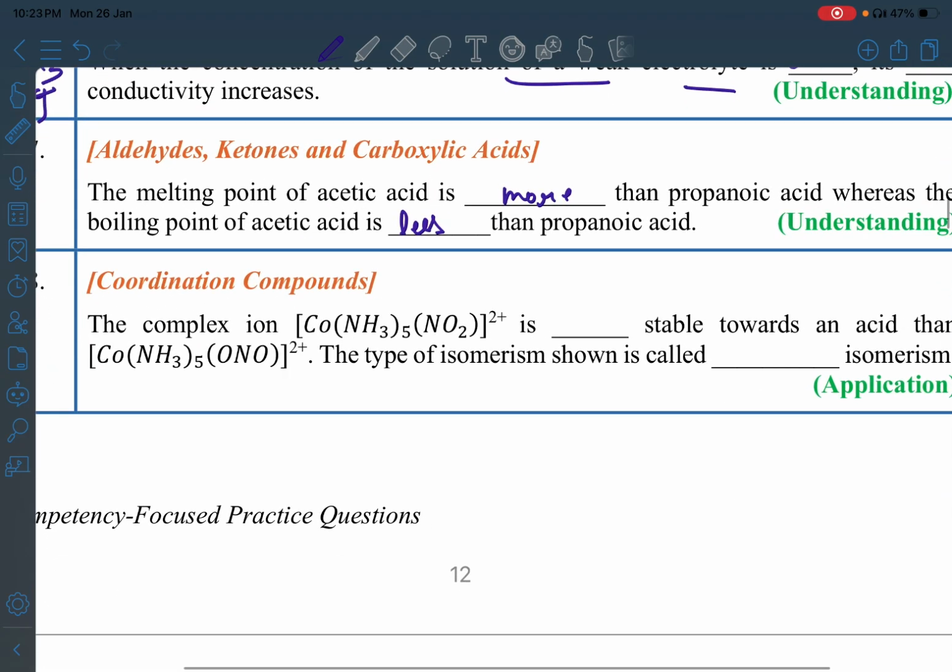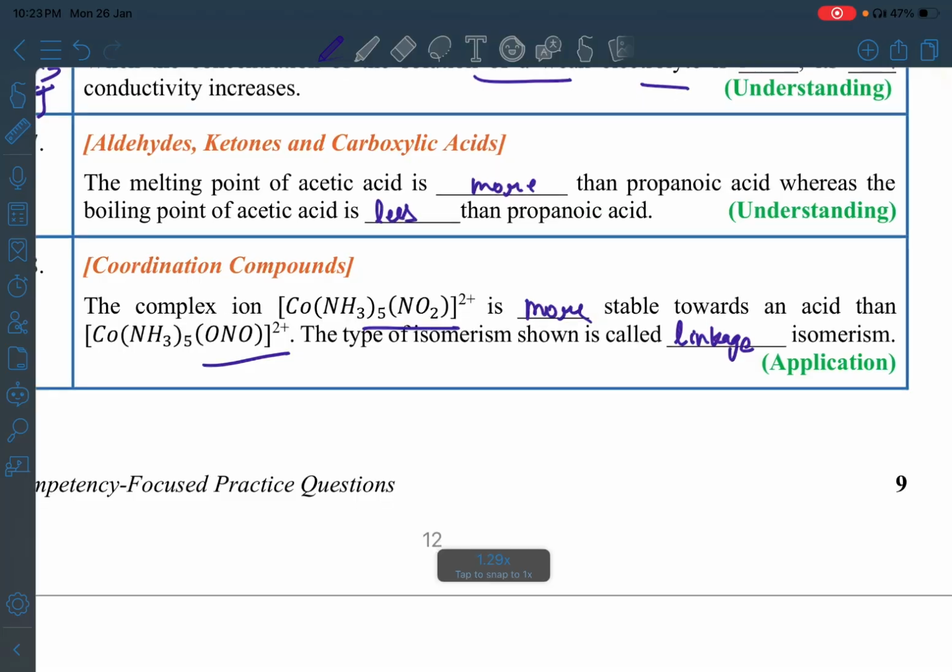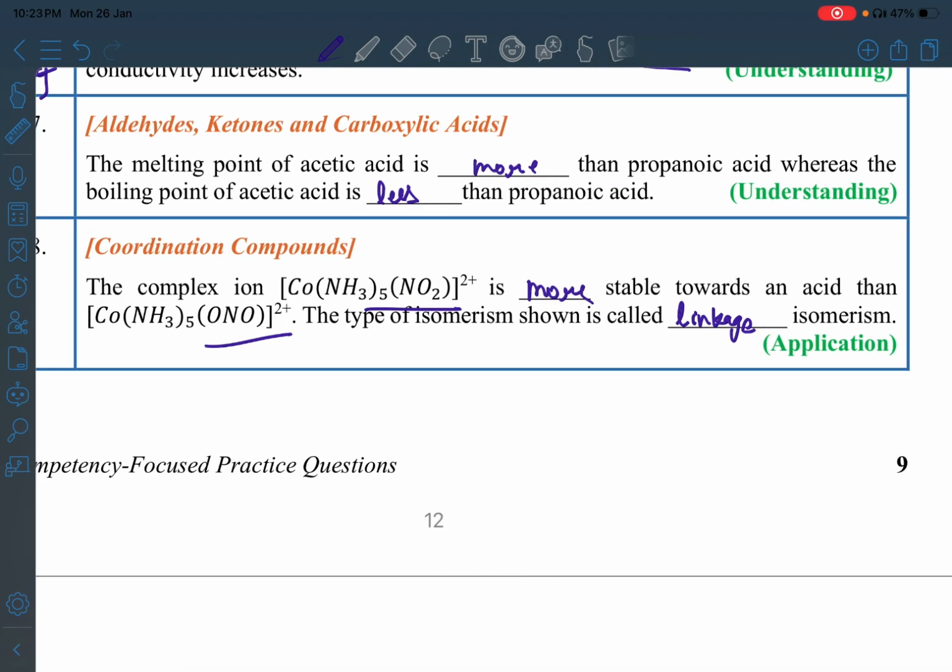Then, this is the complex ion, and both have an ambidentate ligand. So this is linkage, and because the nitro group is more stable, this is more stable. The complex ion [Co(NH3)5NO2]2+ is more stable towards acid than [Co(NH3)5ONO]2+, and this type of isomerism is called linkage isomerism.